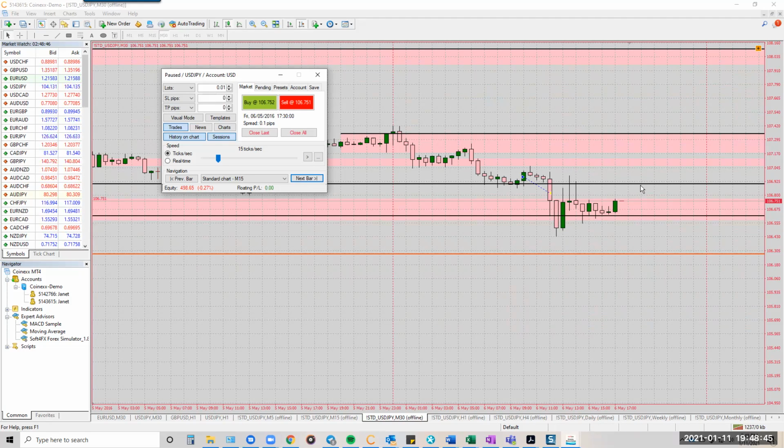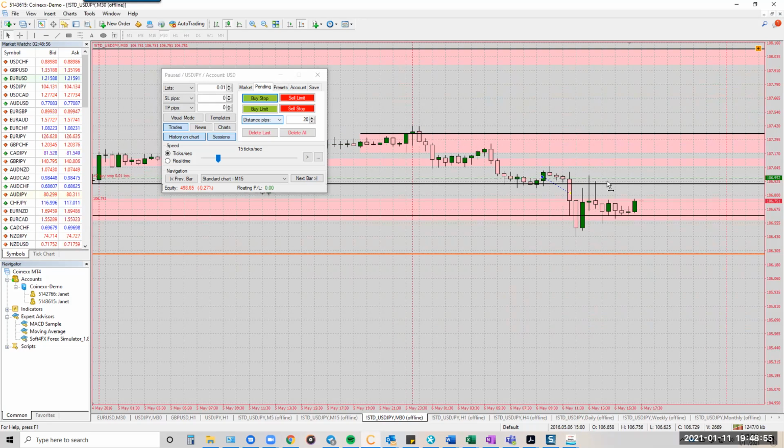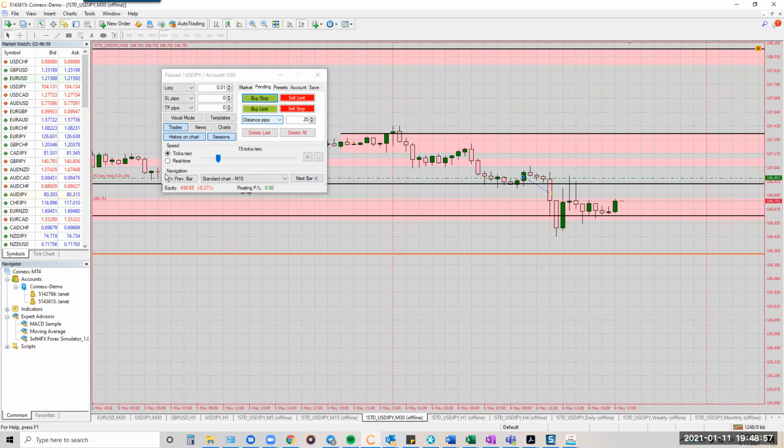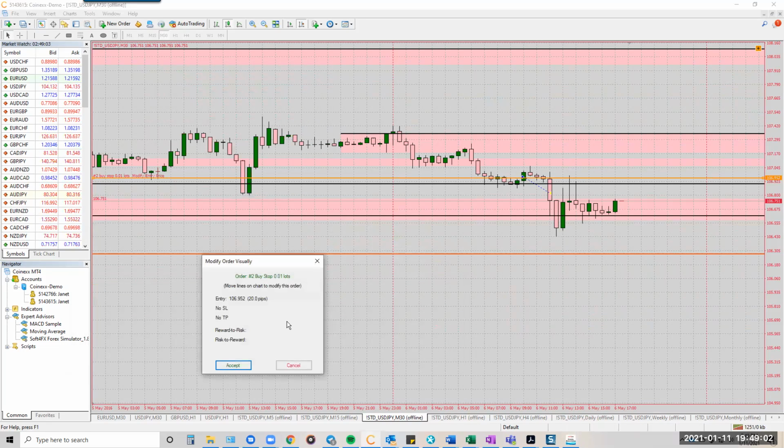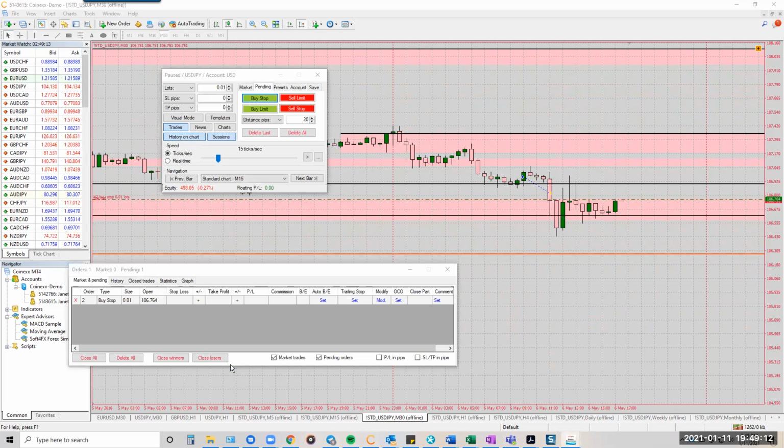So I'm going to put a pending order to take me back up here to this particular key line. So I'm going to put a buy stop in here. I'm going to bring this down. No trades. I'm going to modify. And I'm going to bring this down to right above where that candle is going to open. I do believe this is going to do it. I'm going to do accept there.